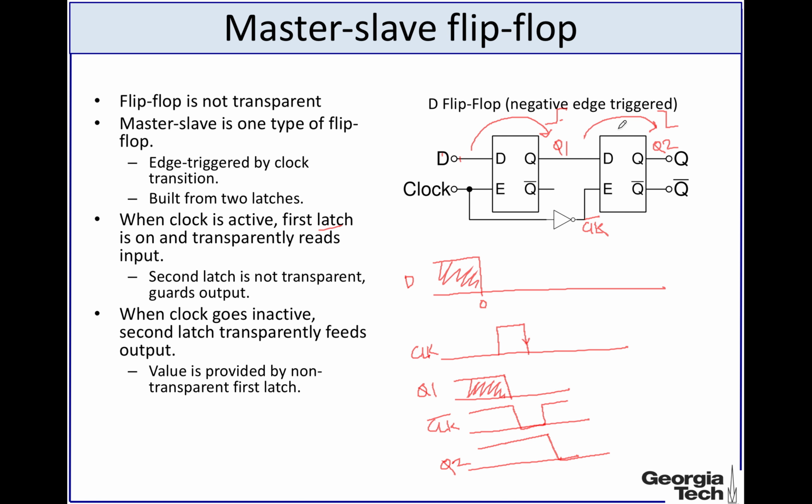And essentially in the negative edge of the clock, the output of the D flip-flop changes. So in other words, this flip-flop responds to the negative edge of a clock. You can also design the same flip-flop which is triggered by positive edge by putting the inverter in a different manner.